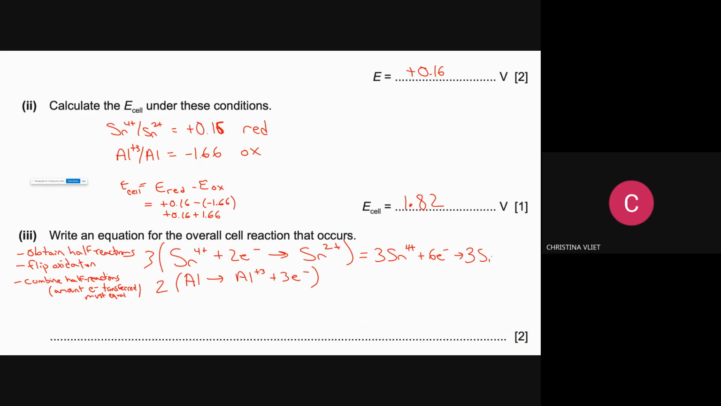Do you really have to write this? Or could you just go straight to the answer here? You could. You don't have to prove this. This is enough information. But just in case you accidentally don't distribute everything, it's important to recognize these cancel, right? And then everything else combines together. So my final answer here would be 3Sn4+ plus 2Al goes to 3Sn2+ plus 2Al3+. And that's it.